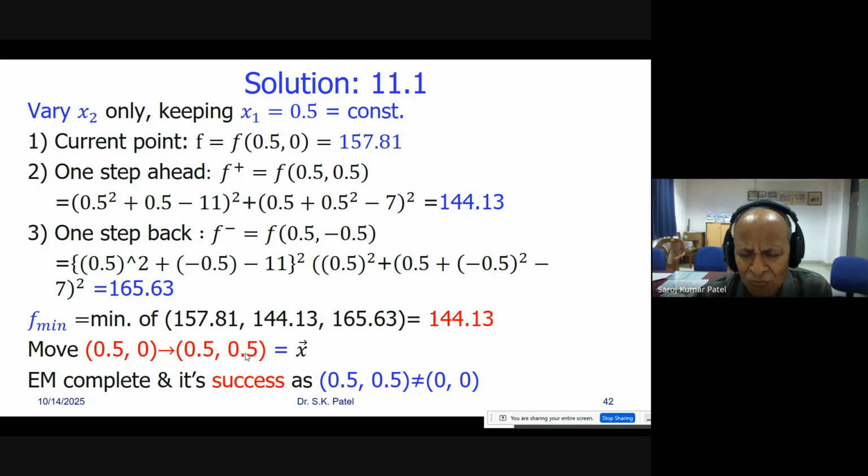Now we have to go for the next move, that is pattern move. And here we land up in a different point, new point. Before the exploratory move started, we were at 0, 0. At the end of exploratory move, two stages, one is x1, another is x2, we landed at 0.5, 0.5, which is different than initial point, that is 0, 0. So it is a success.